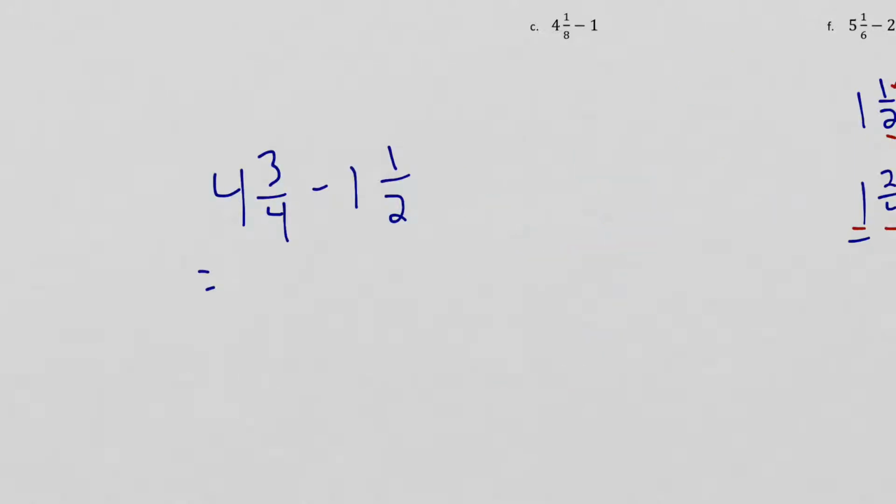So the next example involves 2 mixed numbers. This first one here is not too difficult, and then we'll look at another one where we have to do some borrowing. That's where things get interesting. So here we got 4 3/4 minus 1 1/2.